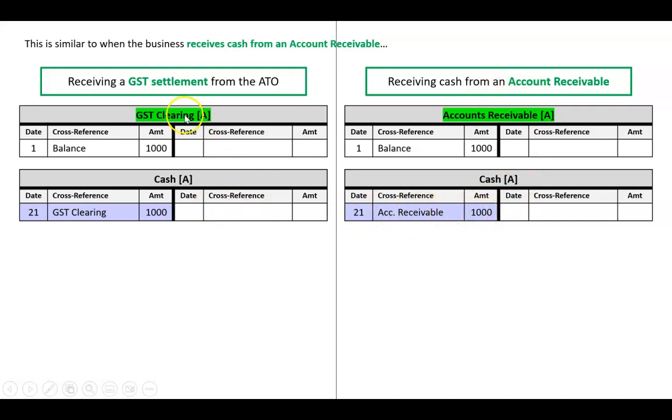And what would happen is the asset in this case would go down. So in this case, GST clearing was an asset of 1,000, but when it's paid back to us, it goes down by 1,000. So that would be a credit. When an account receivable pays us $1,000, well, they don't owe us 1,000 anymore. It goes down. So that would be a credit too. So when you look at it, it's basically the identical transaction. We get money, so cash goes up on the debit side. The credit is just going to a different asset, but it's an asset in both cases. It's either GST clearing or accounts receivable.